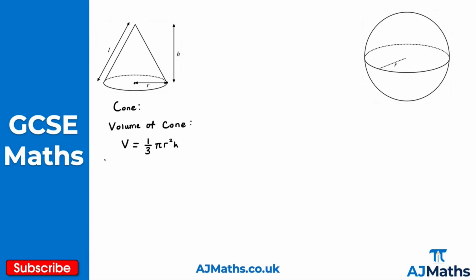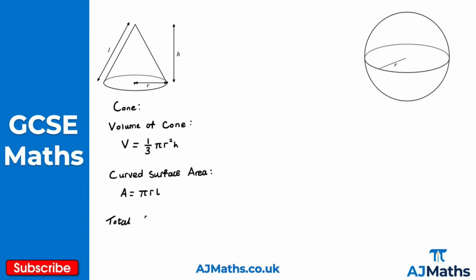Now let's take a look at the curved surface area. I use A here to represent the curved surface area, so A is going to be equal to pi times the radius times the slanted height L. So pi r L. Then we've also got the total surface area, so let me just write this down.